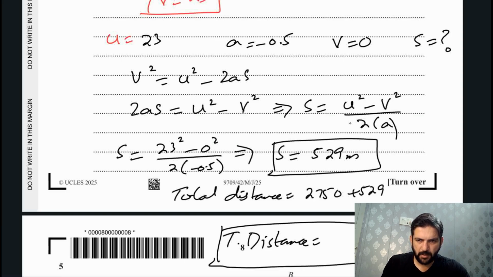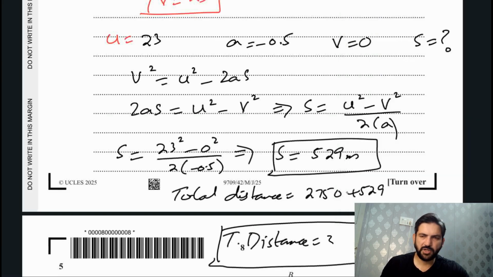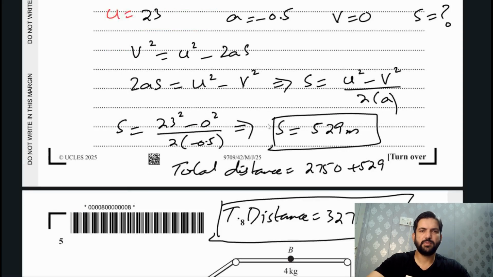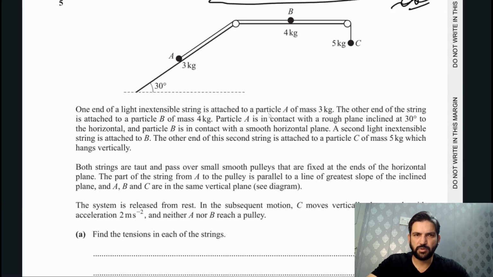Just add 2750 plus 529. So this will be equal to 3279 meters. So this will be the final answer. I hope that the concept is clear. Let's move to the next part.